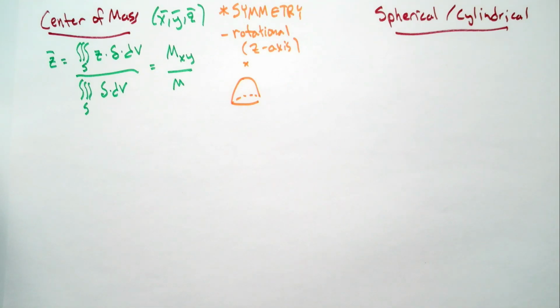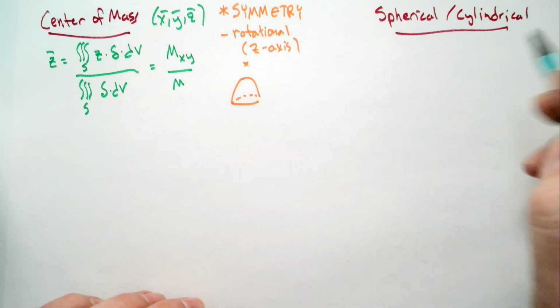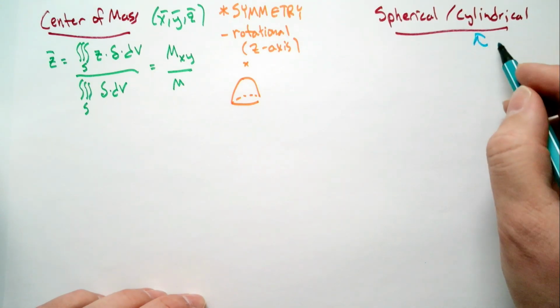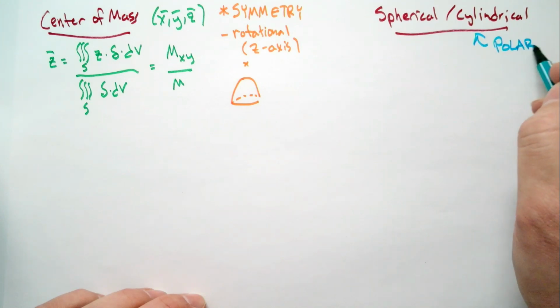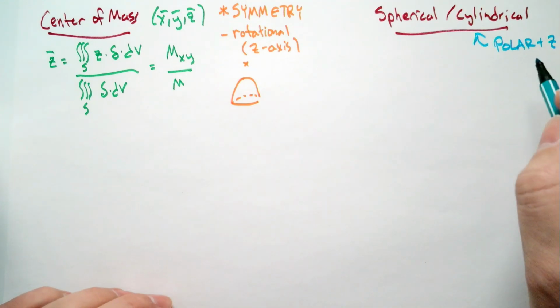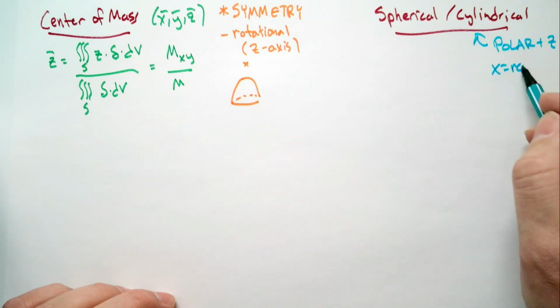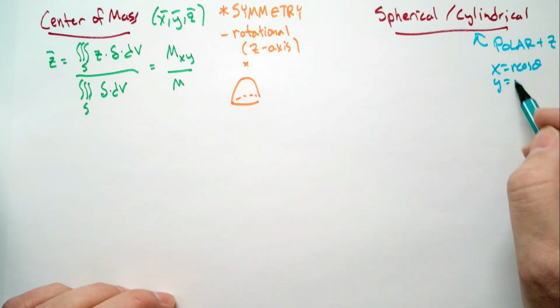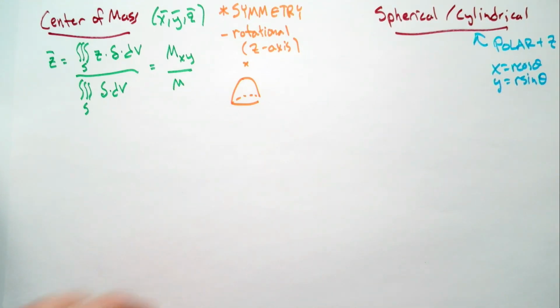As far as spherical and cylindrical coordinates go, the nice thing about cylindrical is it's polar coordinates plus z. We've had a little bit of practice because we did this in Calc 2 as well as in Calc 3. So if you remember how polar works, you've got your r and your theta. So x equals r cosine theta, y equals r sine theta. So that's polar. And then you just remember that z equals z.